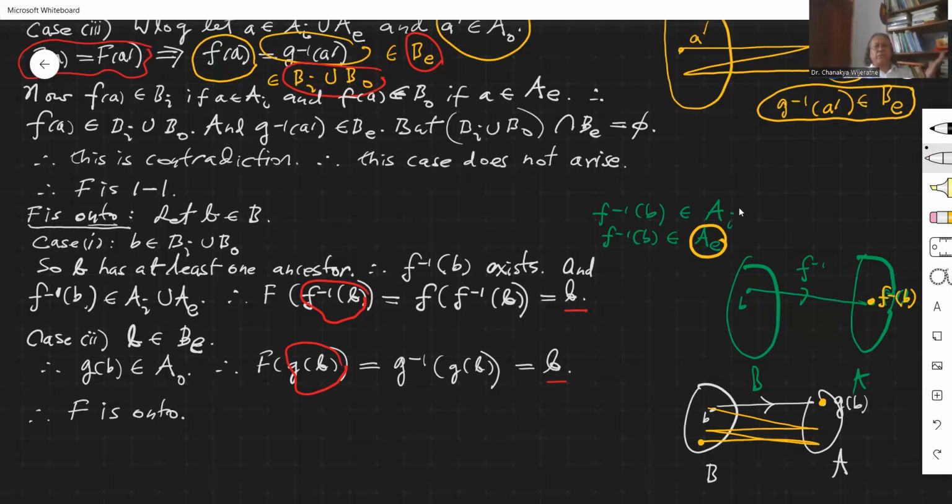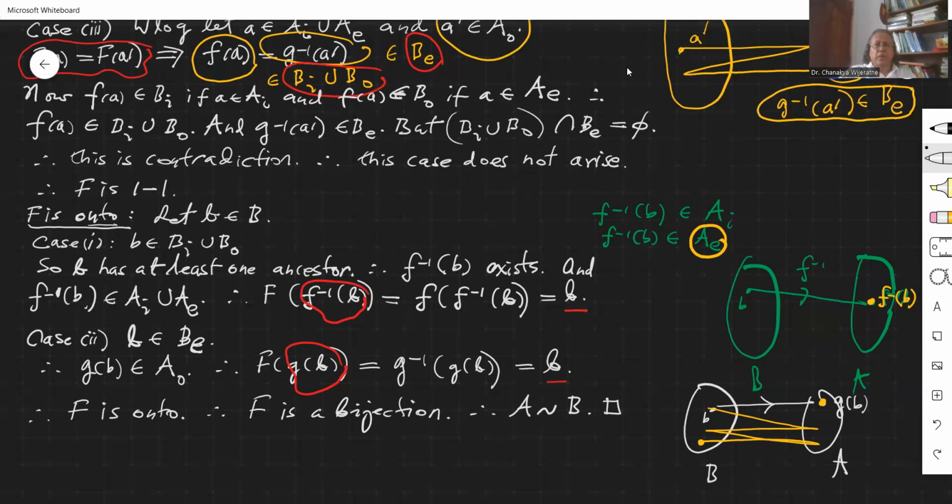So we have shown that capital F is well defined, one-to-one and onto. Therefore, capital F is a bijection. So therefore, A is numerically equivalent to B. So that's the end of the Schröder-Bernstein theorem. Now, again, you have to go through the proof and see that there are no mathematical typos.